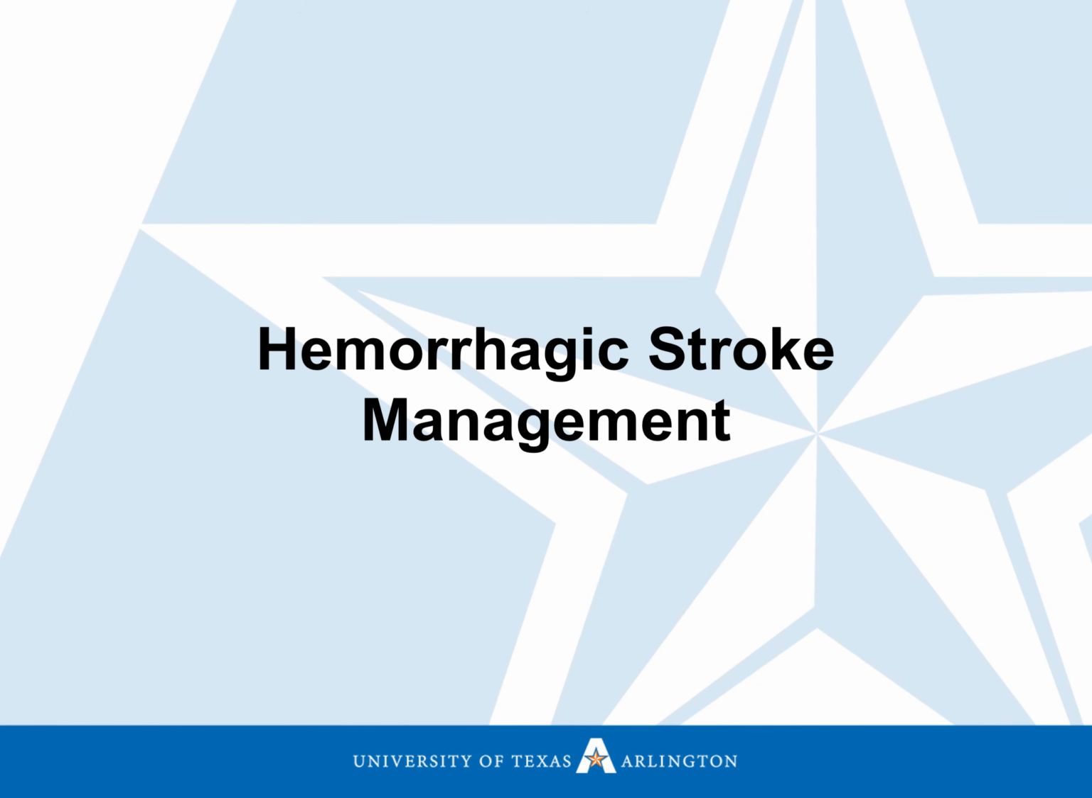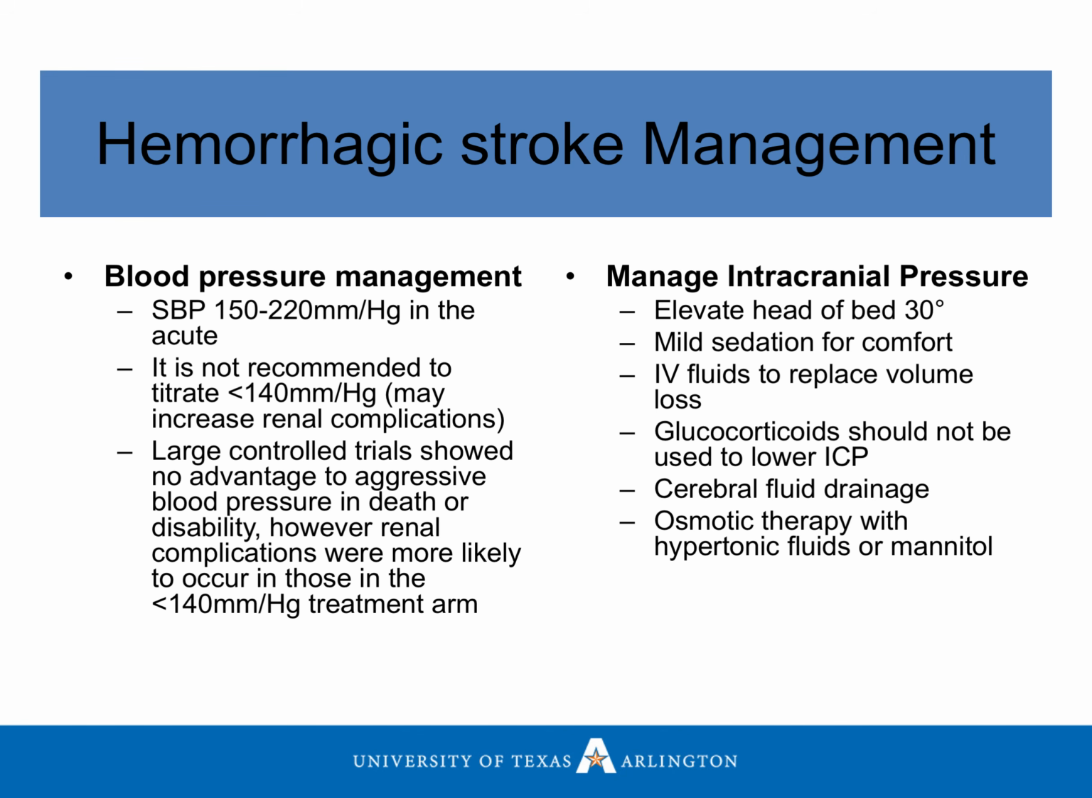Okay, so hemorrhagic stroke management with the blood pressure. In the acute phase, you're going to keep the blood pressure systolic around 150 to 220. Don't titrate down below the 140 because the kidneys need perfusion. And if you go too low, you may have kidney complications. In large controlled trials, they actually showed there was no advantage to aggressive blood pressure treatment in regards to death or disability, but they did see that renal complications were more likely to occur in those whose blood pressure was treated down below 140.